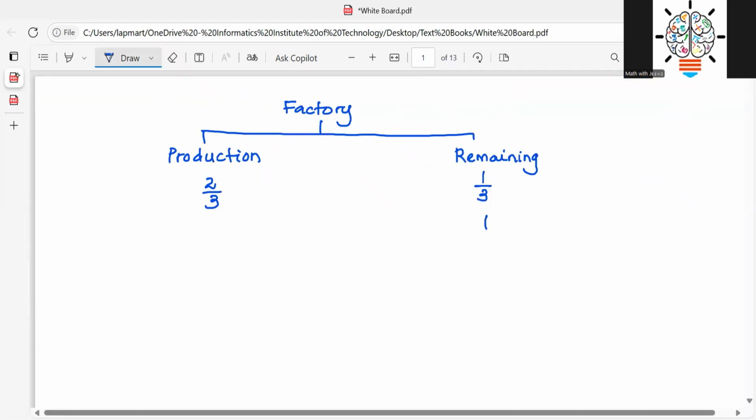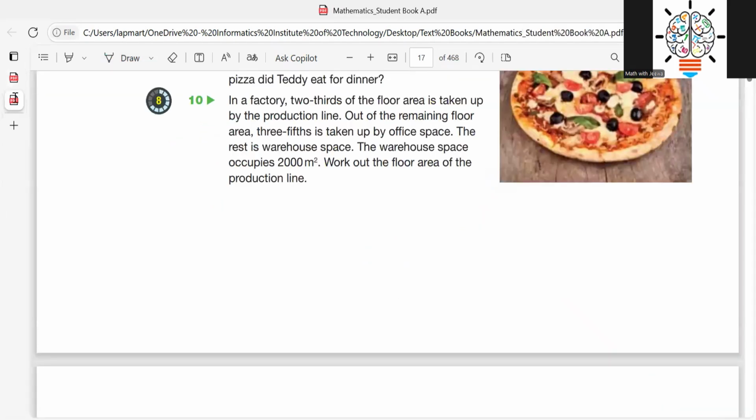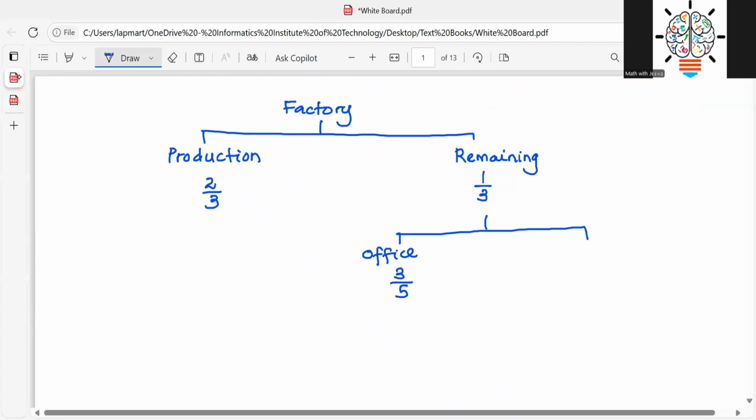Now from this that I mark, this is the office space, right? So that is 3/5. Then they say the rest is warehouse space. The rest is what? This part. So here, warehouse, right? So that is 2/5. If 3/5 is for the office and the remainder is for warehouse, so the remainder is 2/5.